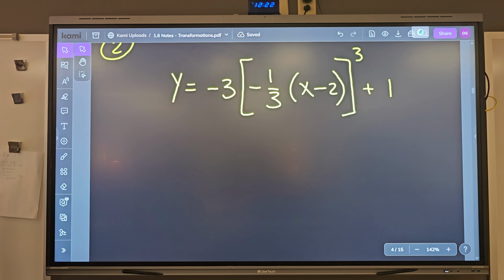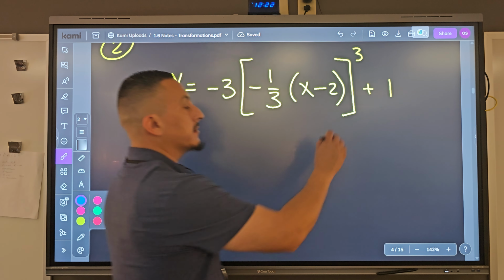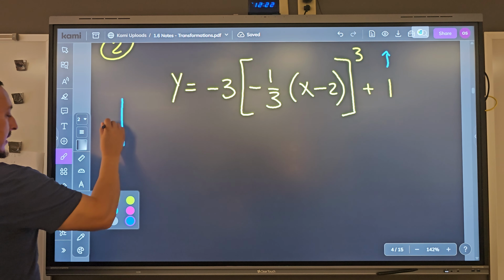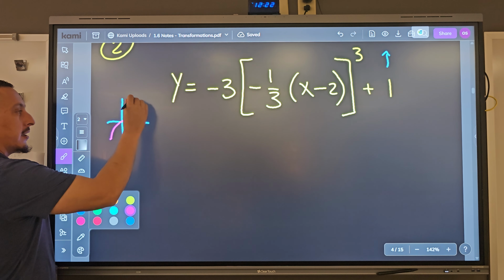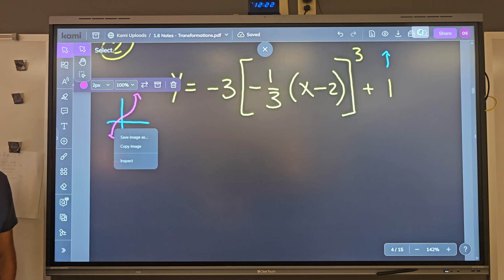Okay, so here we go, okay? Remember, if you don't know, you just say, I don't know, and then I'll walk you through it, okay? Noah, what does that +1 do? Up 1, okay? All I need you to do is put that arrow on there, okay? Sketch it, right? It looks like this. So all you did was move it up 1.